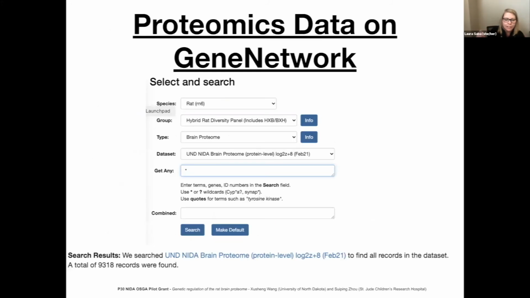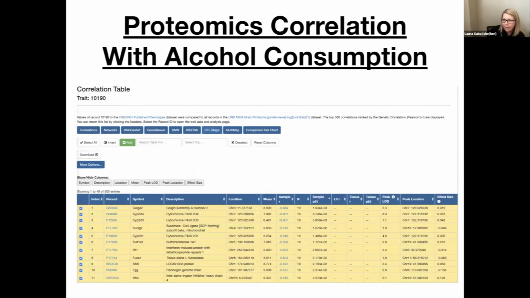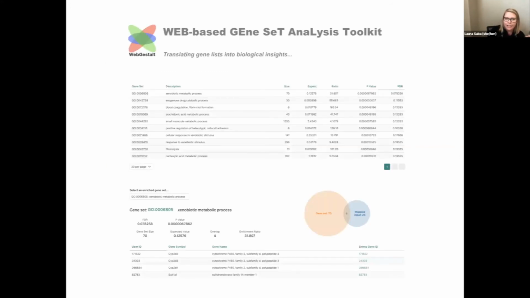And then finally, layering in other omics. So I'm so sorry, Xu Sheng, I think you're on the call. This is all of his data that we are presenting here, this proteomics data. One of the advantages of having this HRDP and GeneNetwork is we can put it all together. What I did was take that brain proteomics data and correlate it with my alcohol consumption measures that are also in that database, and got the top genes for their correlation with alcohol consumption, and identified things.